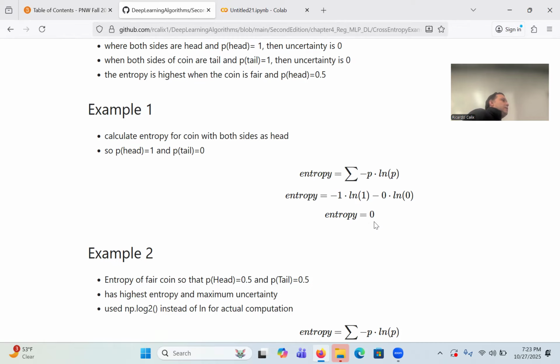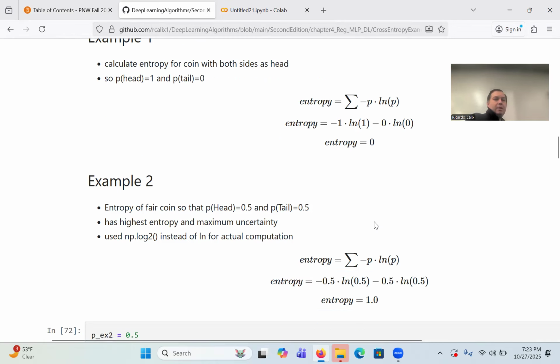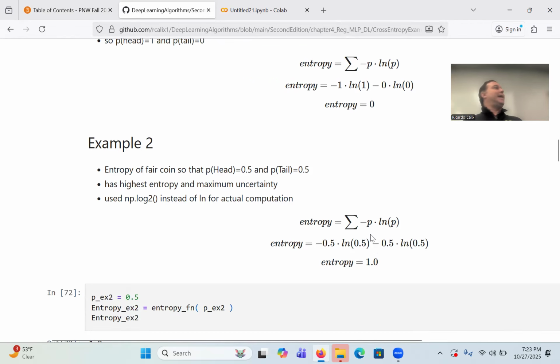Do you see that? The function captures this beautifully. Now let's try the other example where we have the most uncertainty, or the highest entropy. So example 2, entropy of a fair coin, so that p head equals 0.5 and p tail equals 0.5, has the highest entropy and maximum uncertainty. And just notice in the code, I used log 2 instead of ln, a natural logarithm, for the actual computation, but it's the same.